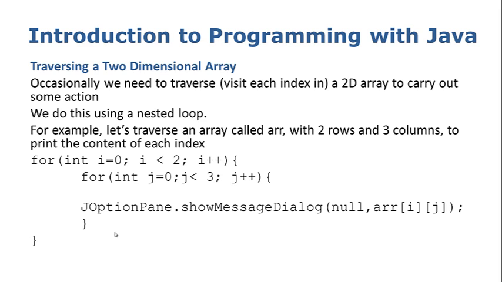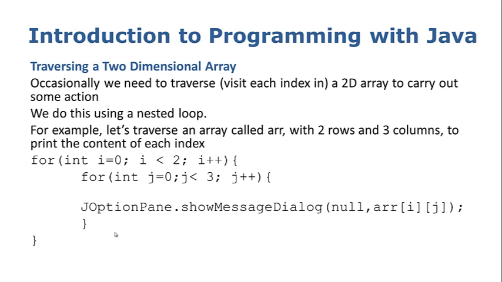So for example, let's traverse an array called R with 2 rows and 3 columns to print the content of each index. The outer loop here is to do with the number of rows. So our i value counts the number of rows. So if I want 2 rows, I declare int i equals 0 and continue so long as i is less than 2. And then I increment my i++.